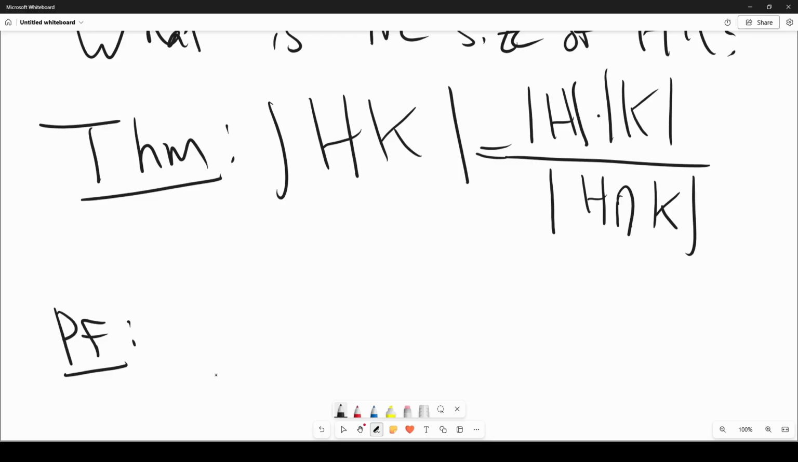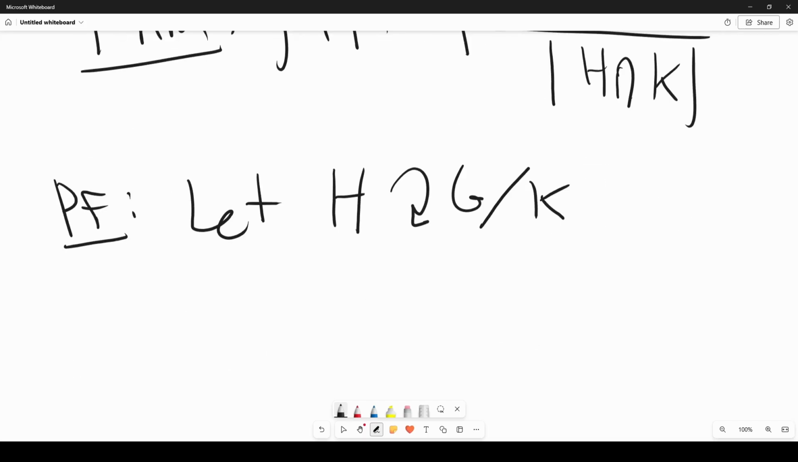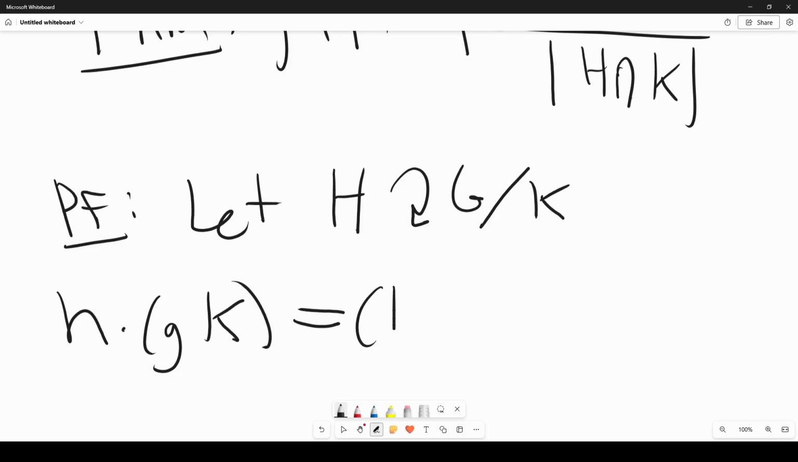Hopefully this might remind you of orbit stabilizer. I have the order of something over here, and I have the order of another thing divided by something. So that kind of reminds you of the size of the orbit equals the size of the group divided by the size of the stabilizer. So let's let H be a group action on G mod K, where my group action says H dot gK, where this is a left coset in G mod K, is just going to be equal to hgK. So just like left multiplication.